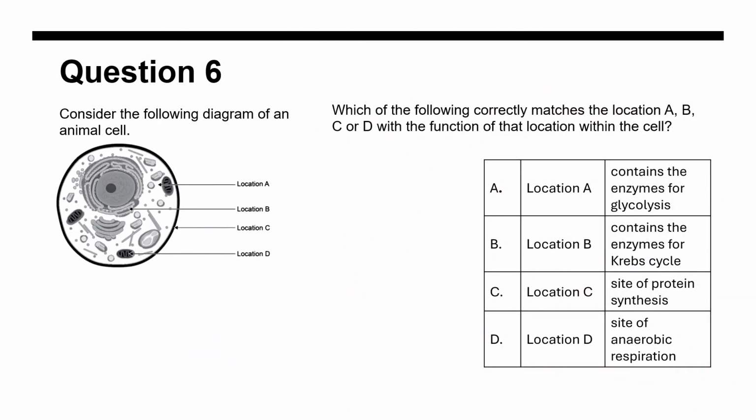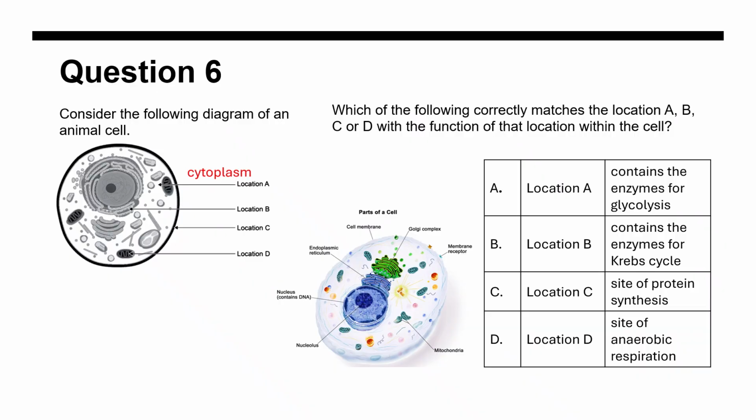A diagram of an animal cell is shown here. Location A in the cytoplasm may contain the enzymes for glycolysis, as this process occurs in the cytoplasm. Location B is the endoplasmic reticulum, which does not participate in the Krebs cycle. Location C is the cytoplasmic membrane, which is not the site of protein synthesis. Location D is the mitochondria, which is where aerobic respiration takes place, not anaerobic respiration.